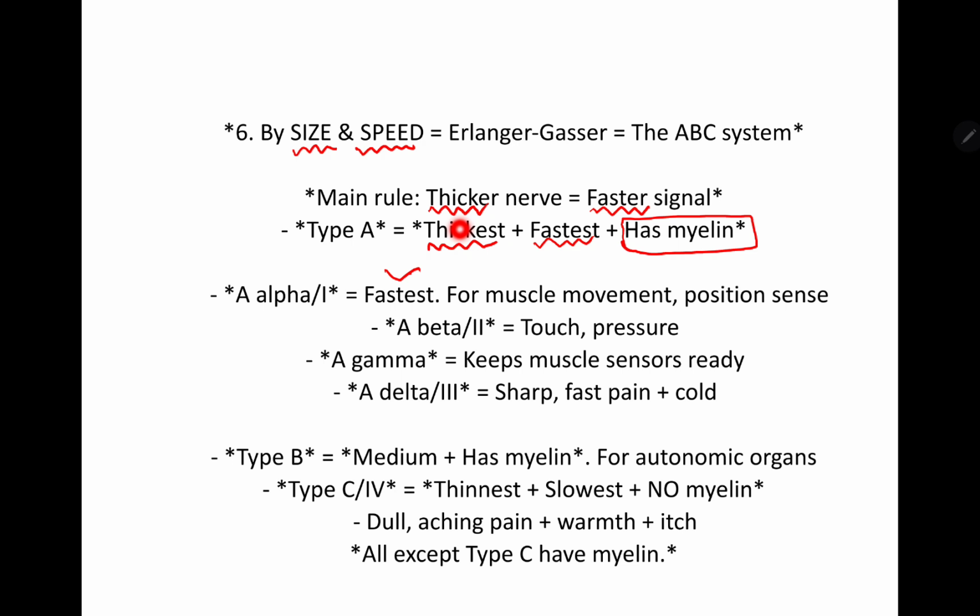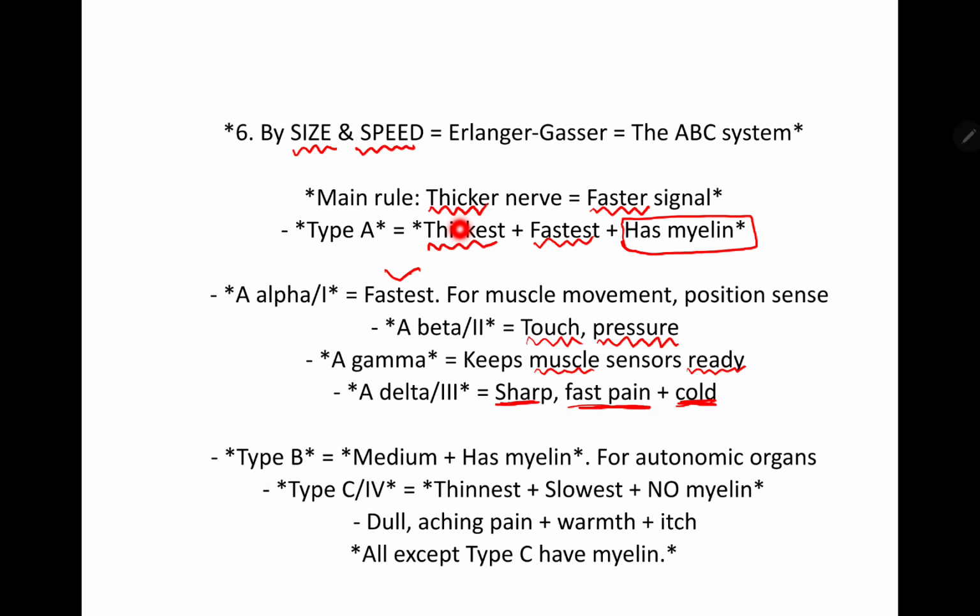For muscle movement and position sense it is used. Then A beta is used for touch and pressure sense, whereas A gamma keeps the muscle sensors ready. It just keeps the muscle sensors ready, whereas A delta can sense the sharp and fast pain and coldness.